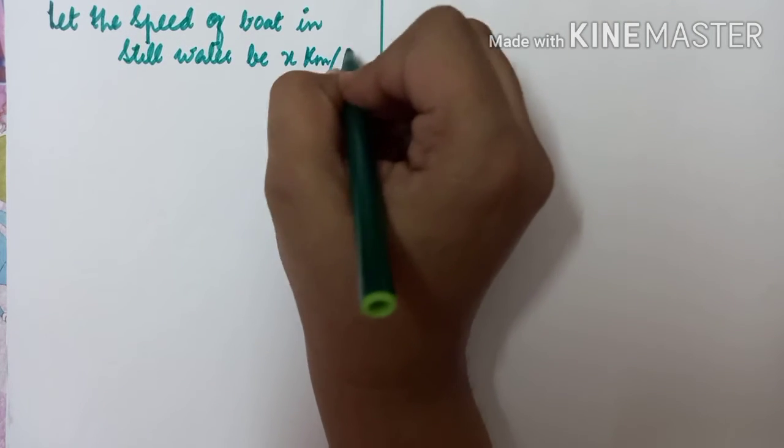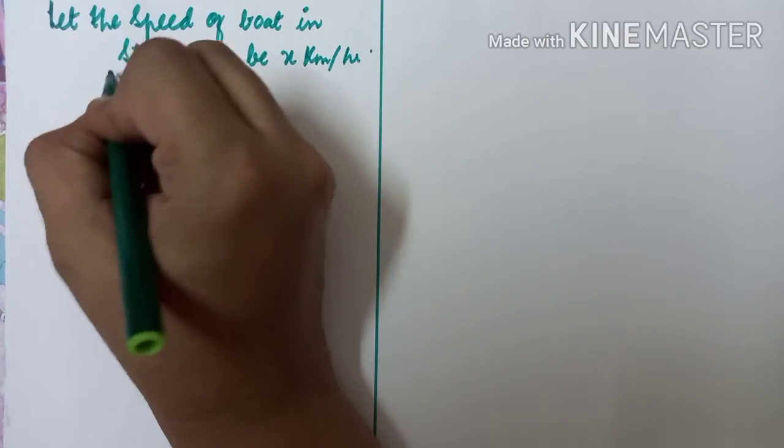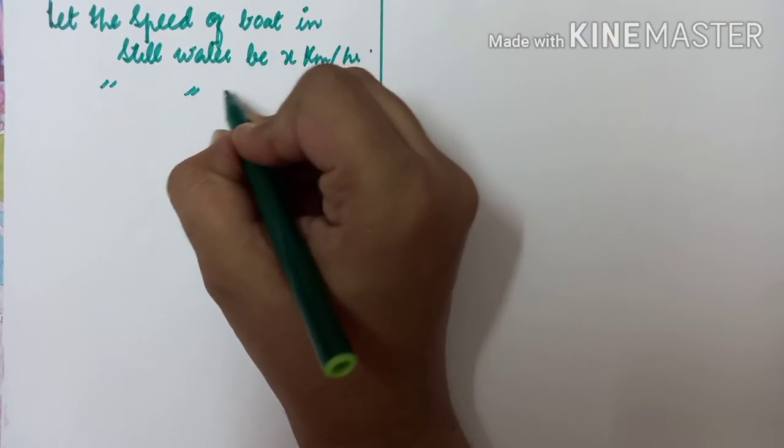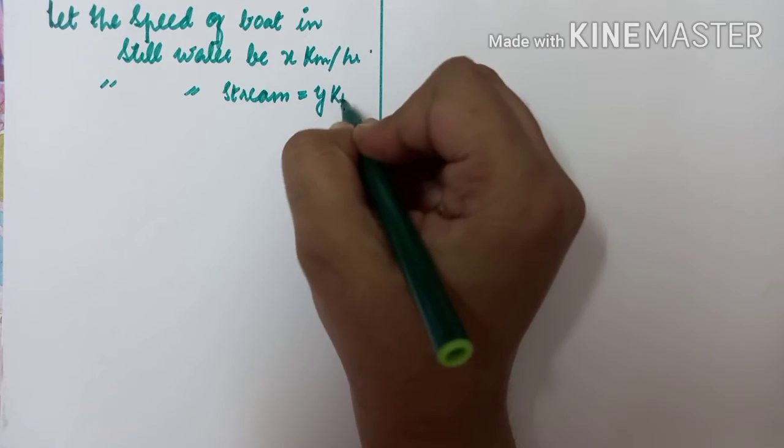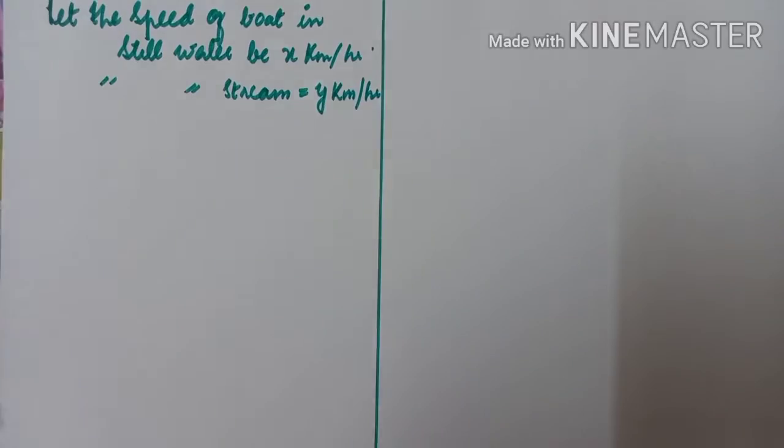Okay, x kilometer per hour. Now the speed of the stream we will take as y kilometer per hour. That too only we need to find out. Whatever are unknowns, we will just assume some value for that.